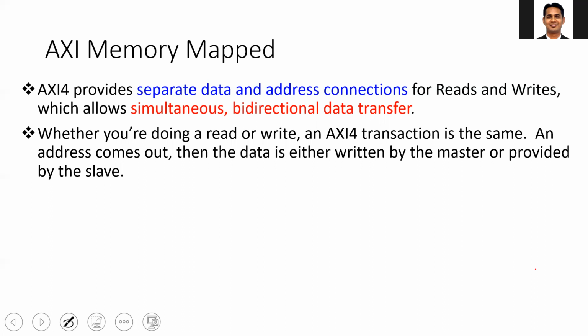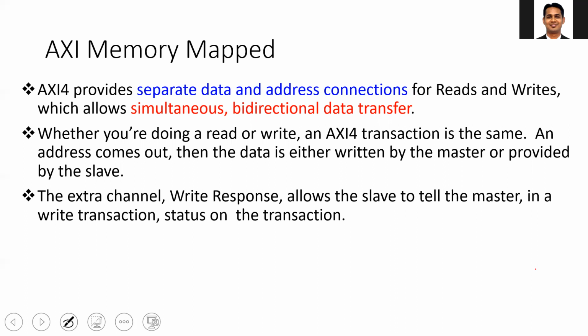When you are doing the read transaction or the write transaction, the overall philosophy remains the same. First, the address comes out. In the case of the read transaction, the master sends the address from which the data needs to be read. In the case of the write transaction, the master sends the address at which the data should be written. Then the data is either written by the master in the write transaction or provided by the slave in the read transaction. In the case of the write transaction, you have an additional channel, the write response channel, which allows the slave to tell the master the status of the write transaction, whether it is successful or not.